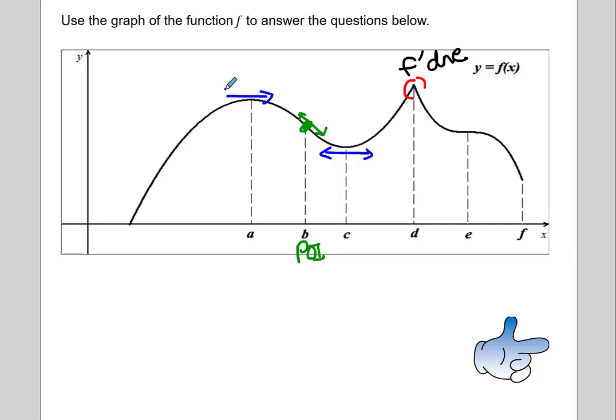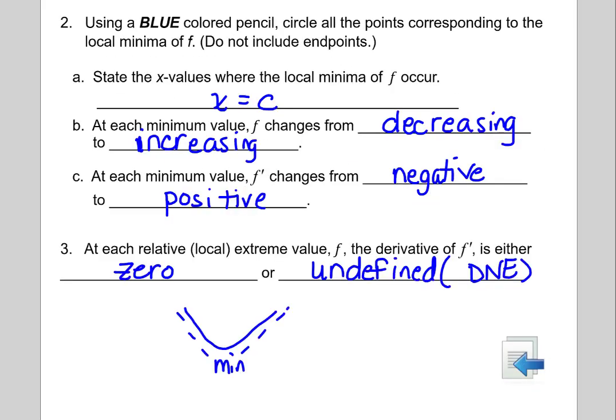I had a maximum at A and a minimum at C, but I had a 0 tangent line at E, and it was not a max or a min at point E. So the converse is not true.